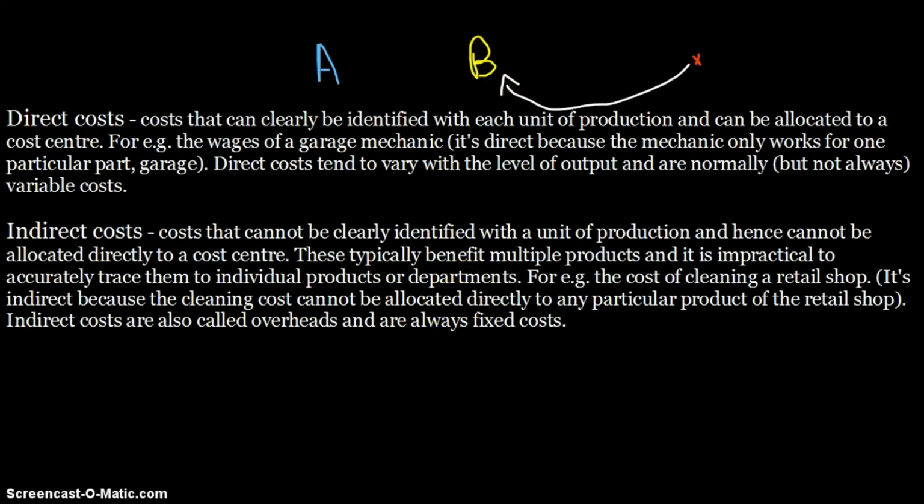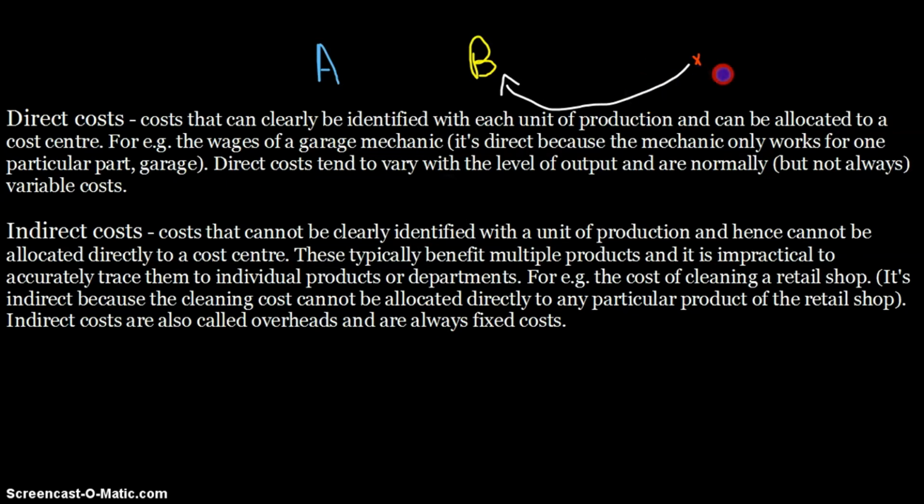Another example that is given over here is the wages of a garage mechanic. It's direct because the mechanic only works for one particular part, that is the garage. So let's say this is the garage and this is the mechanic. Since he is working only for this particular factory, the cost of this mechanic is also associated with factory B. Another interesting thing about direct costs is that they tend to vary with the level of output and are normally, but not always, do remember, variable costs.